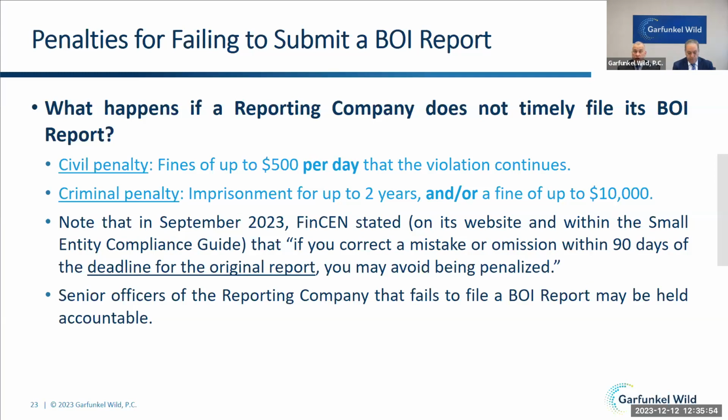Note that in September of 2023, FinCEN did state on its website and within the small entity compliance guide that if you correct a mistake or omission within 90 days of the deadline for the original report, you may avoid being penalized. So senior officers of the reporting company that fail to file a BOI report may in fact be held accountable. As you can see, the CTA and FinCEN have substantial authority, both on a civil and potential criminal side, to confer such sanctions on individuals, on senior officers and those responsible for reporting company filings in connection with the BOI reports.